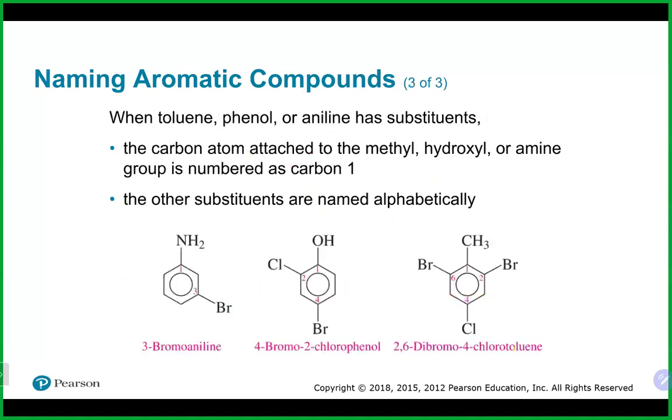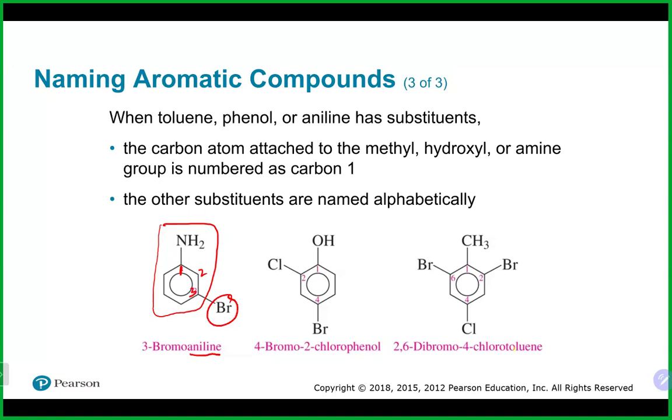So here, if we look at some of these names, we have 3-bromoaniline. So if we take this part here, that is our benzene ring with a nitrogen group on it, which is where the aniline part of the name comes from. And since that's going to be our priority here, that's going to be carbon 1, 2, and 3. And that is where our bromine is attached. So that's going to be 3-bromoaniline.